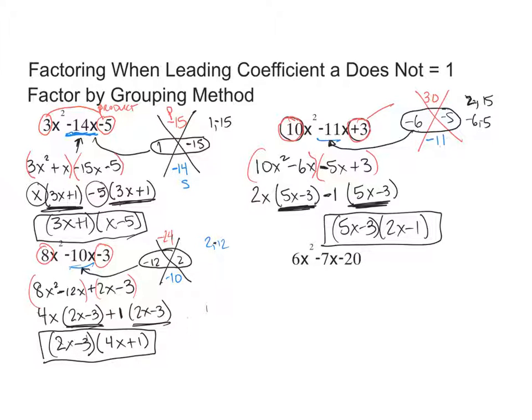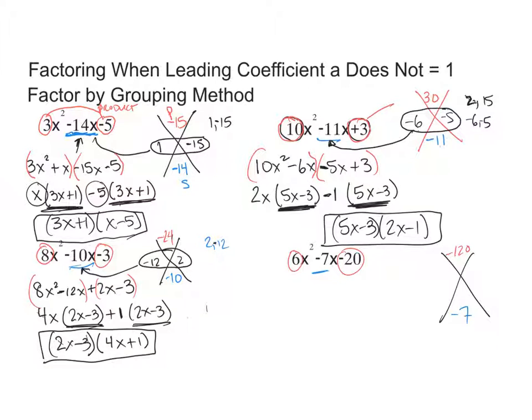Okay, so now for this next one. Again, we need a product of these two together, the 6 and the 20. When you multiply the 6 and the 20 together, you're going to get a negative 120. We need a sum of negative 7, so that negative 7 goes there.